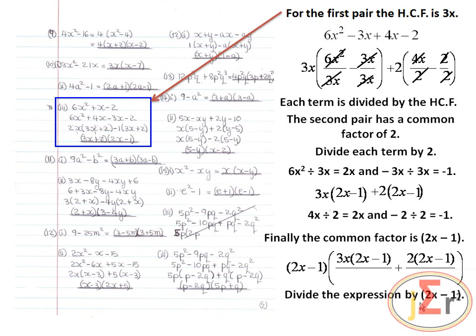So we will divide the expression by a common factor of 2x minus 1, and what will happen? What is left is 3x, and over on this side what is left is plus 2. So we will have 2x minus 1 and 3x plus 2. Those are our factors. Although we have them in different order here, we are still correct.